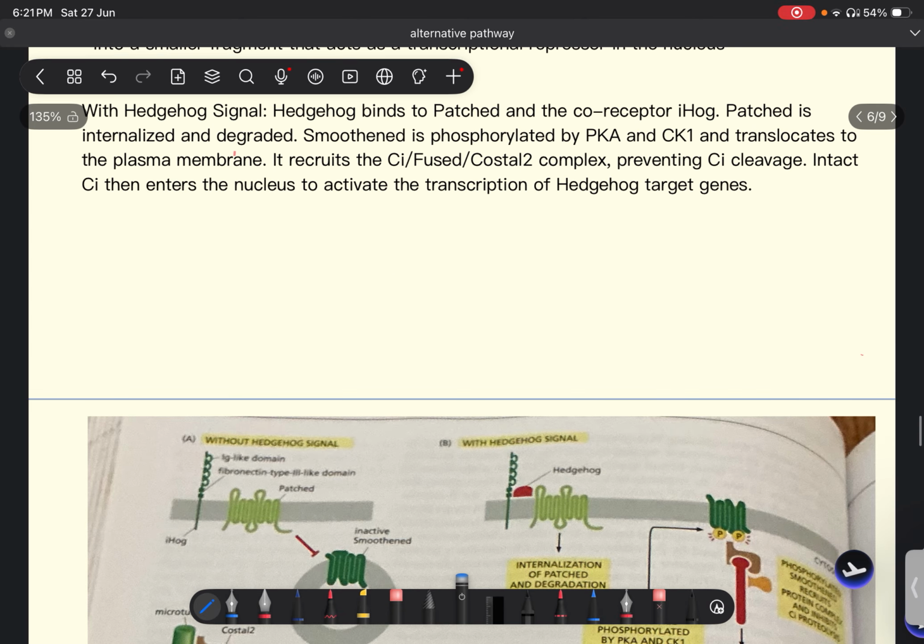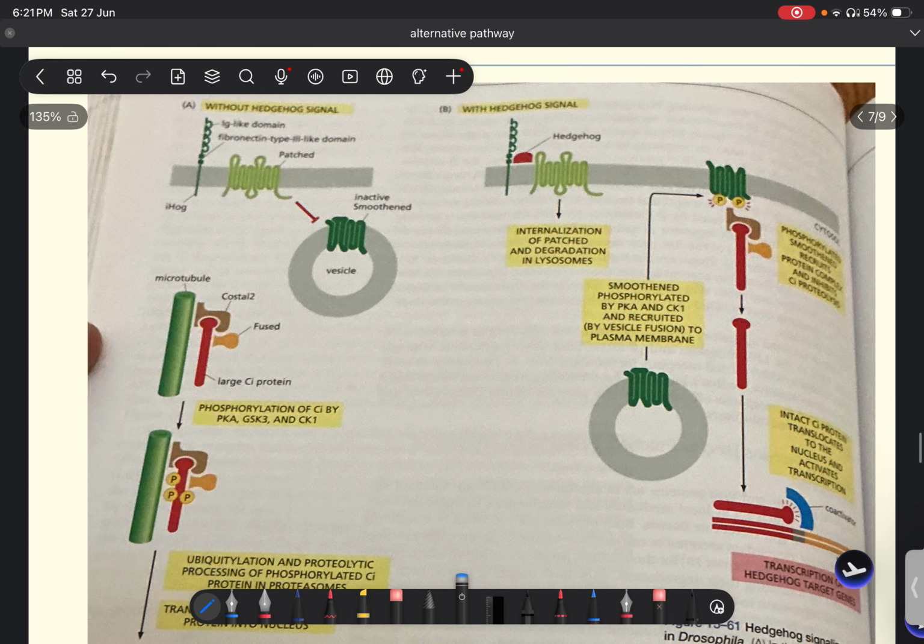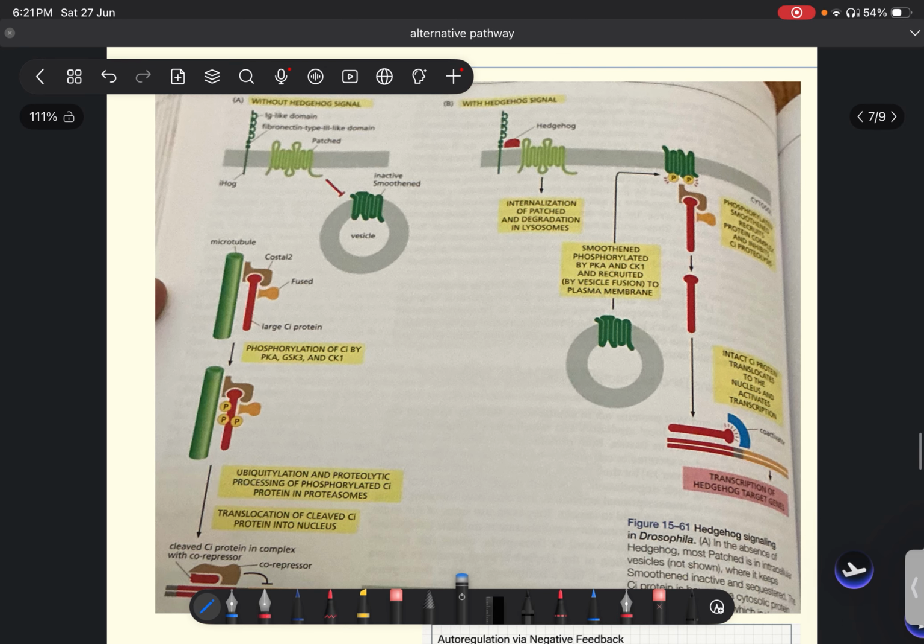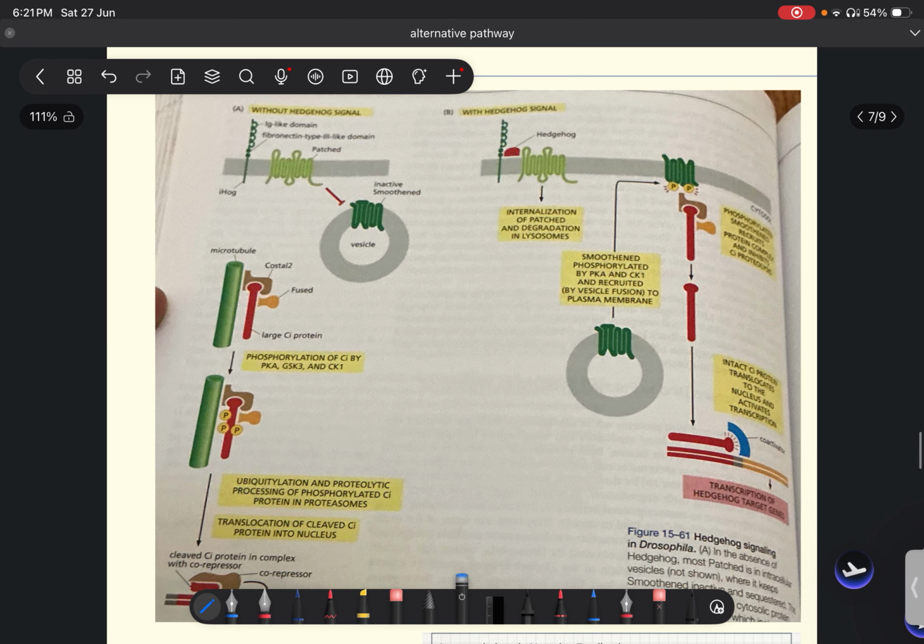Now let us see the diagram first. Okay. So what happens without the hedgehog signal? So there is patched, there is ihog. Okay, so in absence of signal, they both are separated. But this patched, we don't know the exact mechanism, but it represses the smoothened so that it remains inactive. So it is inside the vesicle in an inactive form.